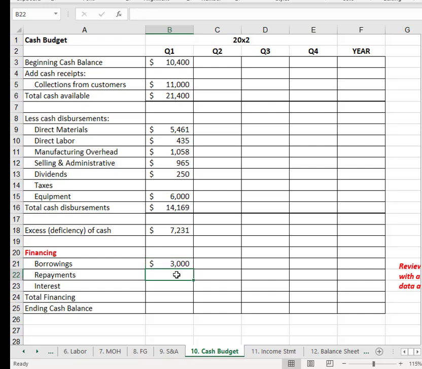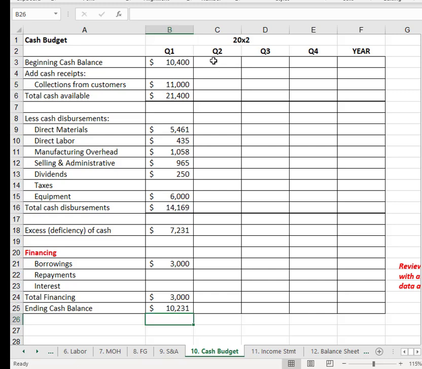We don't have any cash to make repayments. We borrowed. We're not going to repay the interest until we repay the borrowings. So the total impact of financing is a positive 3,000, and ending cash is what we had before financing. And so there we are. And we've met the rule of having at least 10,000 in ending balance.